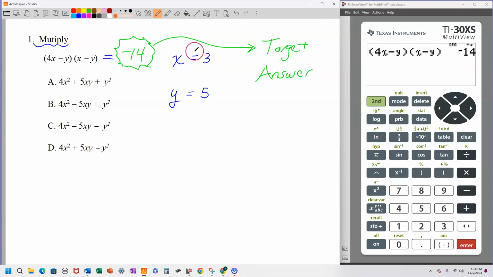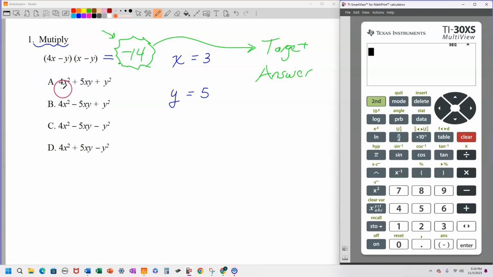In other words, when I plugged in 3 for x here and 5 for y here on both places, I got out a negative 14. Now what I'm going to do is see when I plug this one in, which one comes out to be a minus 14. Whichever one does will be my correct answer. Let's go ahead and start with A. All right, let's clear this out so this is nice and clean. Remember my target answer of negative 14. Hit clear.